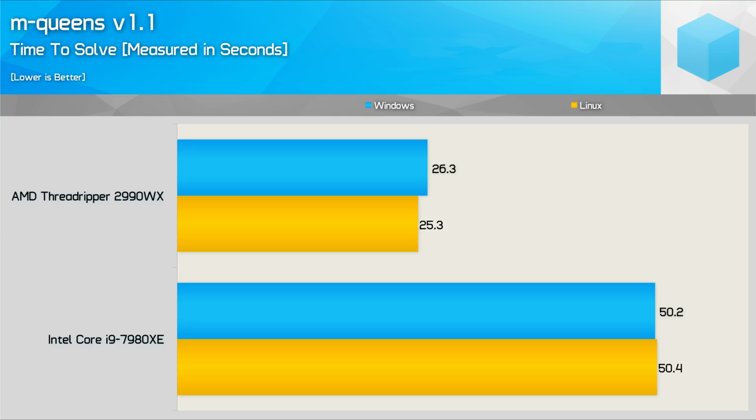Anyway, this particular benchmark measures the time to solve the N-Queen problem, and M-Queen just uses a larger board, making it a longer, more complex problem. Here we're measuring the time to solve, and as you can see, the 2990WX does this in around half the time of the 7980XE using either Windows or Linux, which is extremely impressive.